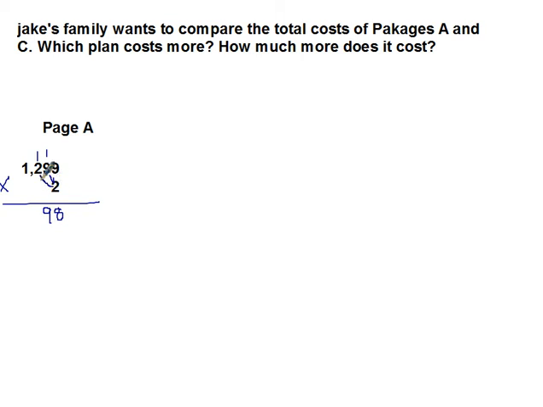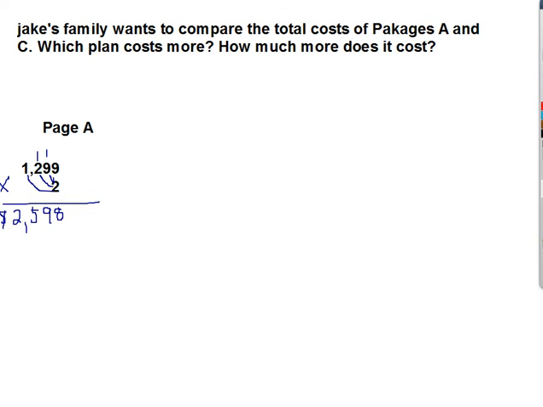Then 2 times 2 is 4 plus 1. So 2 times 2 is 4 plus 1 is 5. And then my last step is to go 2 times 1, which is 2. So I have 2,598 for the adults.